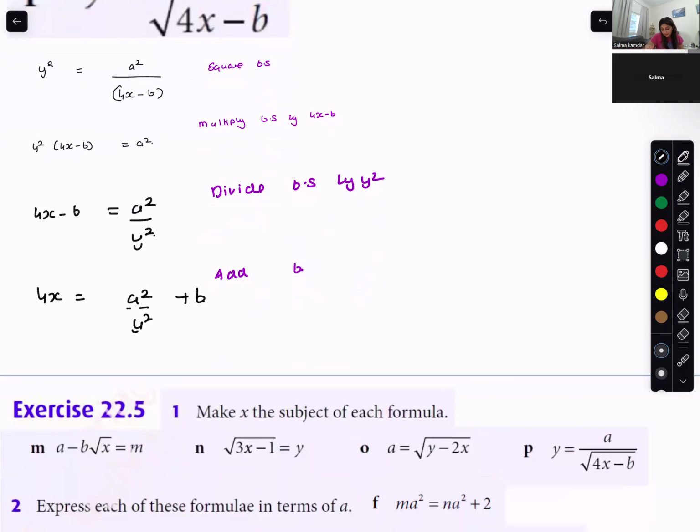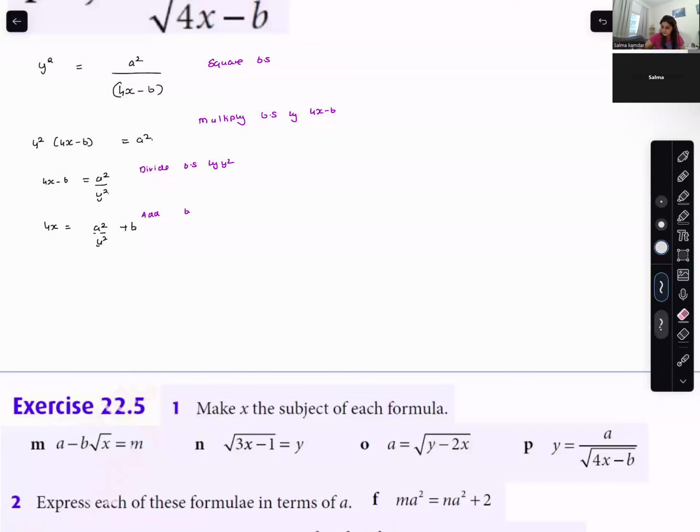Okay, now I need to make the denominator same. I can either do that or I can look for another way. Take some time, think, and then come back with how you're going to make x the subject. Now I can divide both sides by 4. So this is going to become x is equal to 1 by 4 times a square by y square plus b.